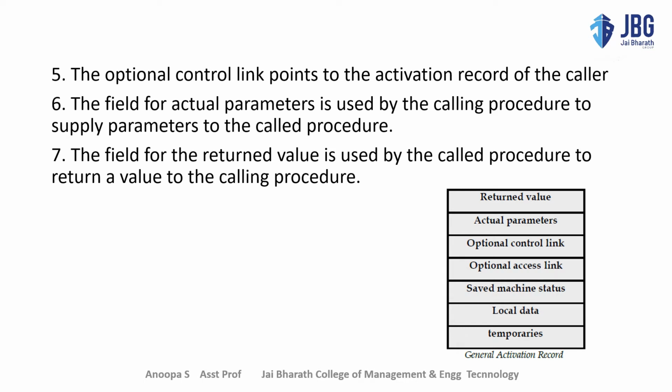Okay, so if I have a function sum(a, b), and I am giving values a equal to 10 and b equal to 20, those are the actual parameters. So a equal to 10 and b equal to 20 is passed through this actual parameter field. Then the field for return value. If the sum is 30, it should be returned to the calling function. That is returned by using this return value field. The field for return value is used by the called procedure to return a value to the calling procedure.